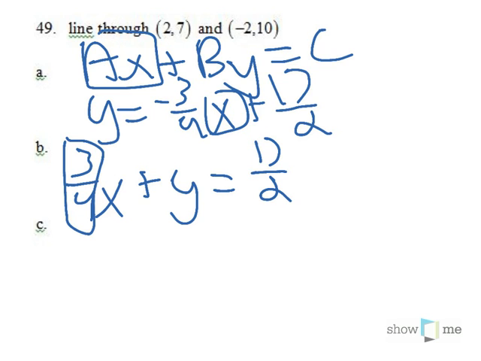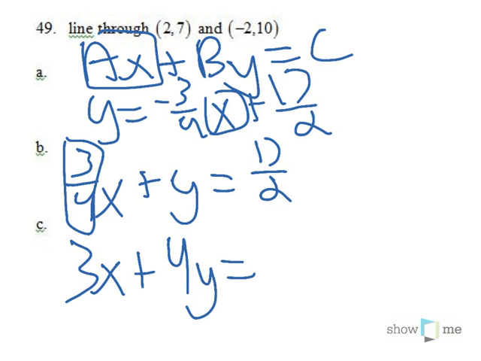So we'll do 4 times 3/4 equals 3x plus 4 times 1, which is 4, y equals 17 over 2 times 4, which would be 32, because 17 times 4 is 64 over 2, which equals 32. And that's your equation in standard form.